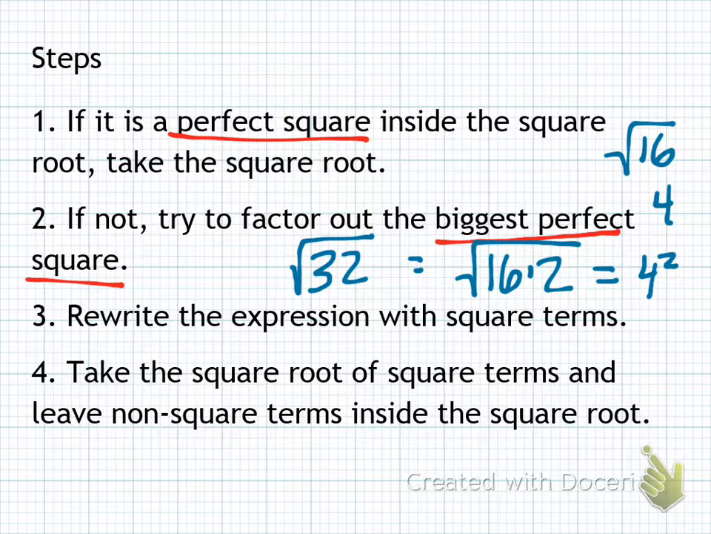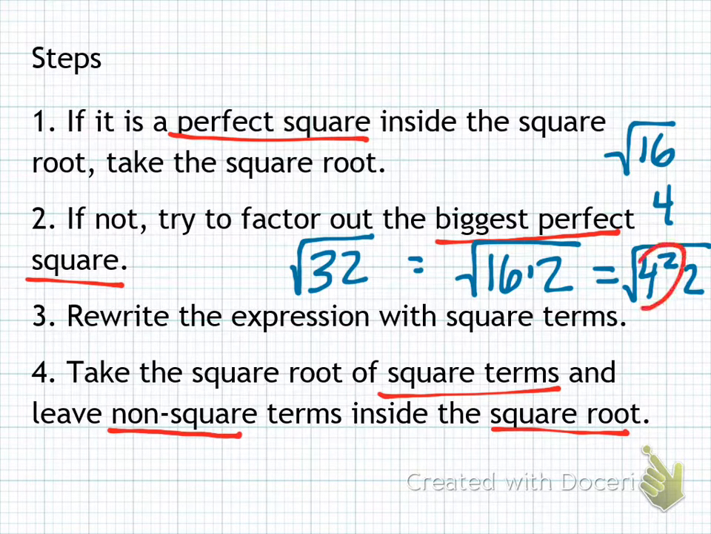If I'm moving on, looking at step number 3, it says to rewrite the expression with squared terms. So I write this as 4 squared times 2 under the radical. And then I can take the square root of the square terms, and the non-square terms are going to stay inside the square root. So 4 is a squared term, so I take the square root, it comes out as a 4, and then the 2 stays in the square root.